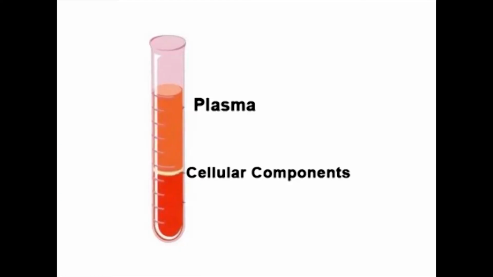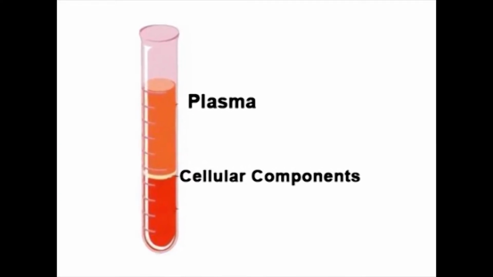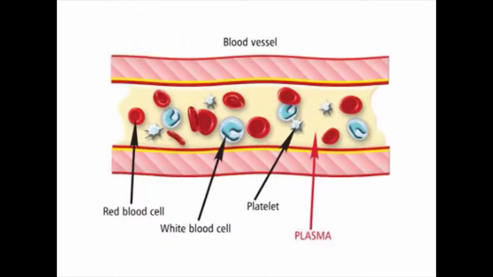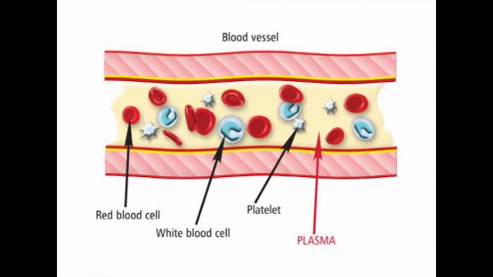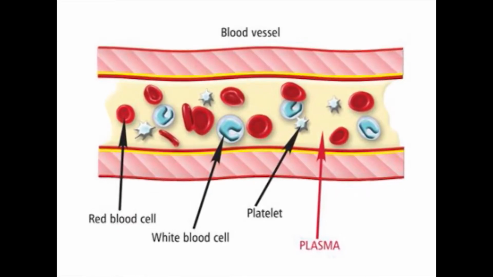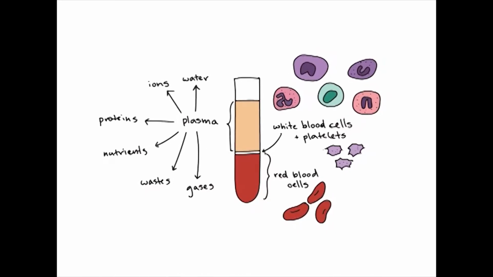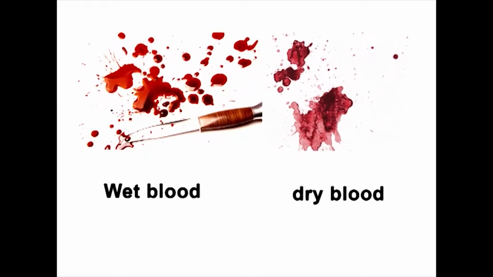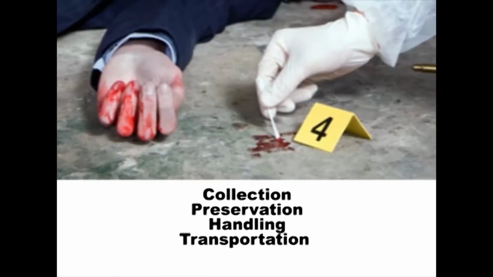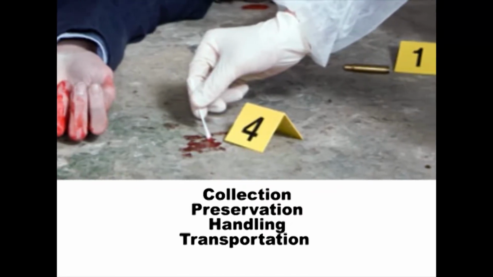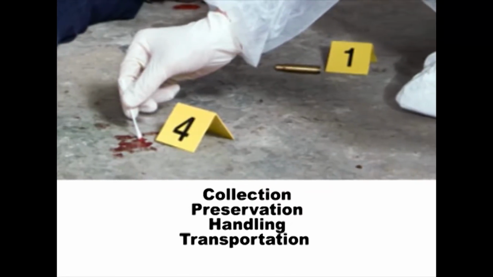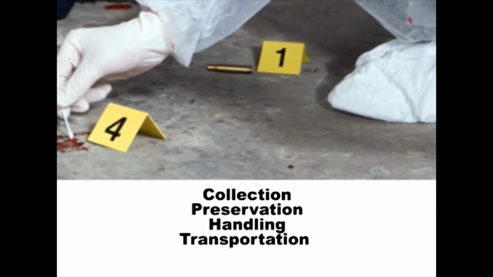Here we will have a brief discussion about blood. Blood is made up of two parts. One is the cellular part and another is the plasma. The cellular part of blood consists of erythrocytes, leukocytes and platelets, whereas plasma contains organic and inorganic materials. At a crime scene, blood could be present in two forms, wet blood or dried blood. Proper collection, preservation, handling and transportation of the exhibit to the Forensic Science Laboratory leads to a good result.